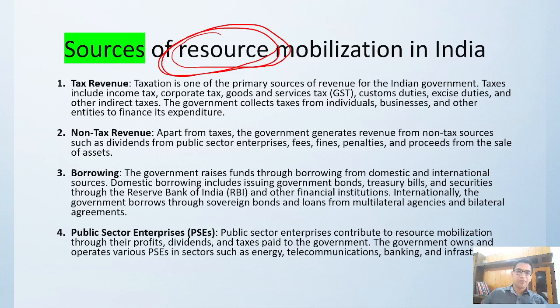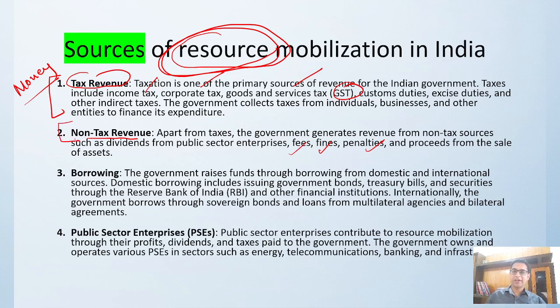First of all, government gets a lot of resources from tax revenue. Tax can be anything: income taxes, corporate taxes, GST. Government is earning a lot of GST nowadays, customs duties, excise duty. From here money is coming. Then non-tax revenue, where government is not directly taxing, like in the form of fees, penalties or anything like that.